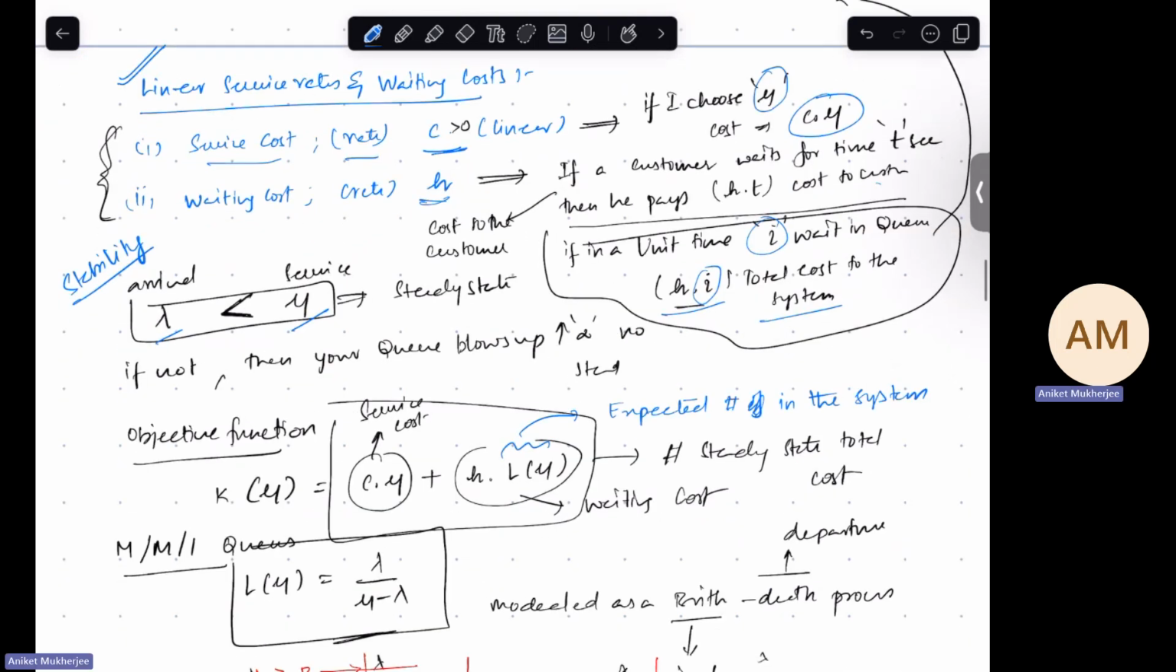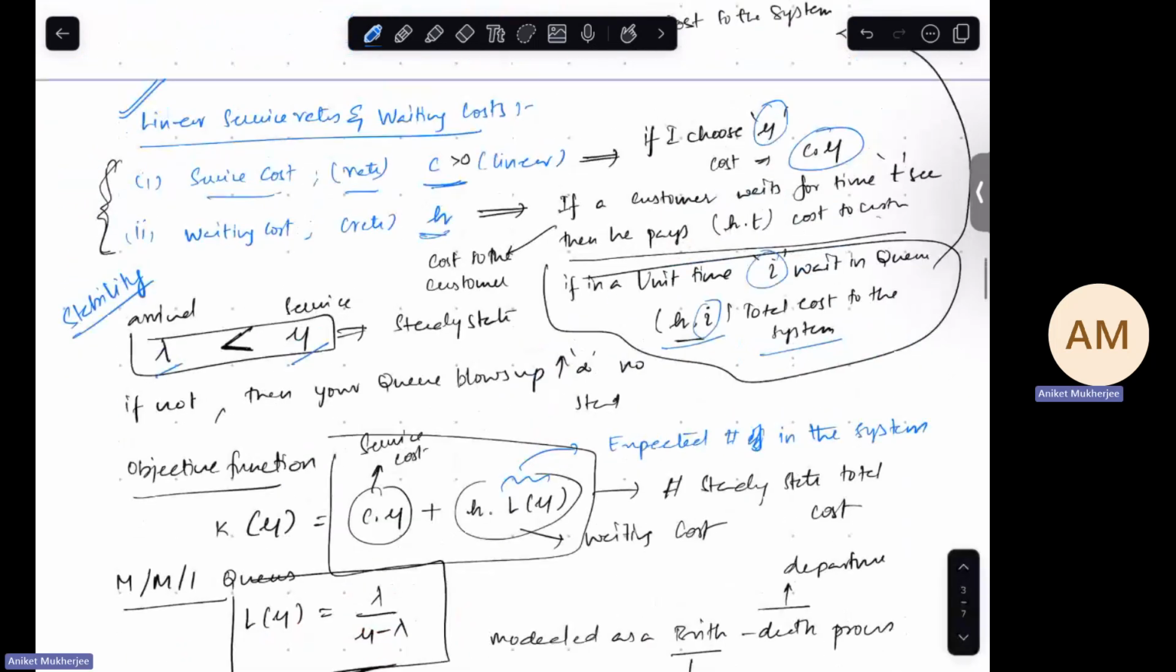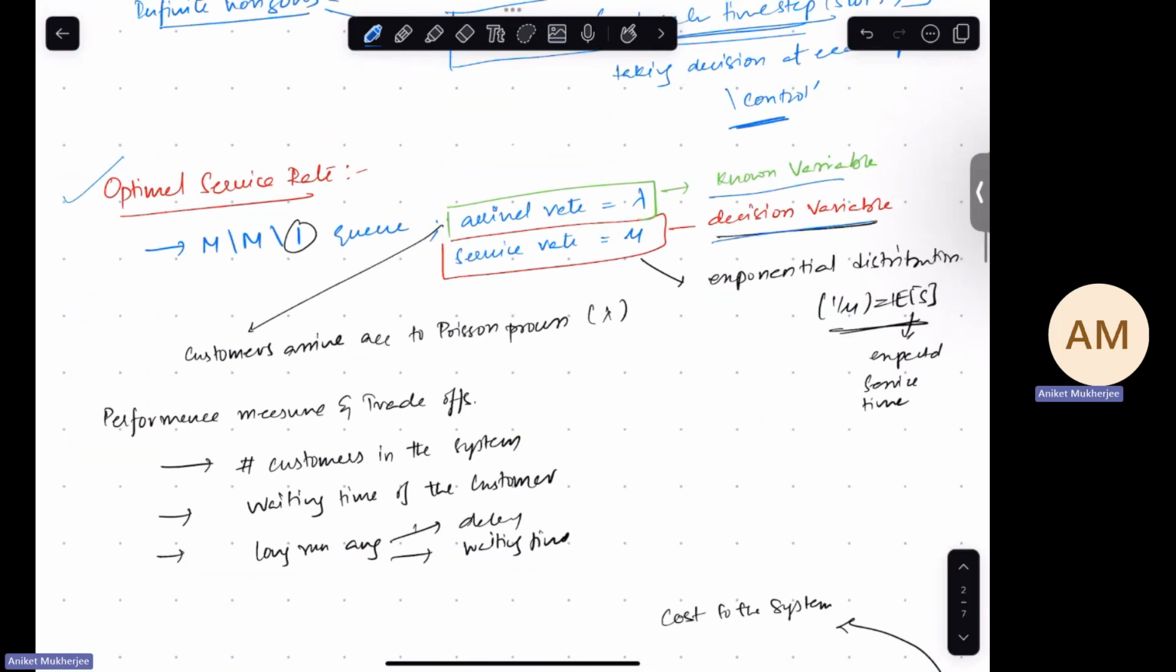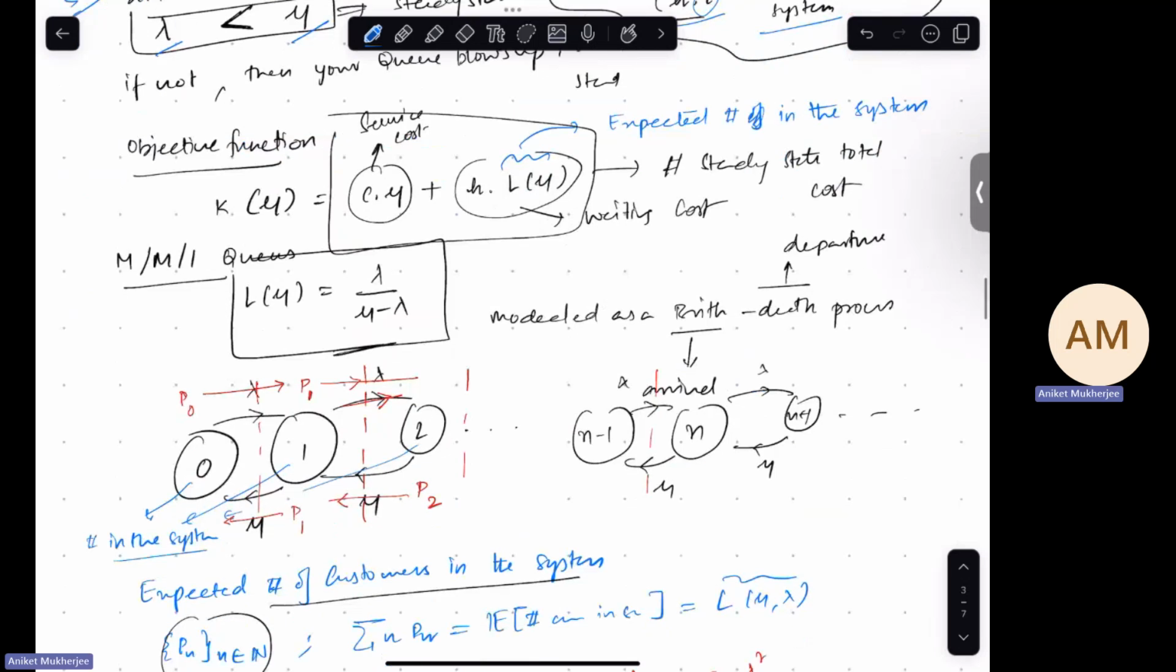Right, so now we define the objective function. These are the costs. This is your decision variable, and this is your objective function. I'll denote the objective function as K, and the unknown variable is mu, so it's a function of mu. Service cost is C into mu, and then H into L mu. L mu is the expected number of people in the system in steady state, right?